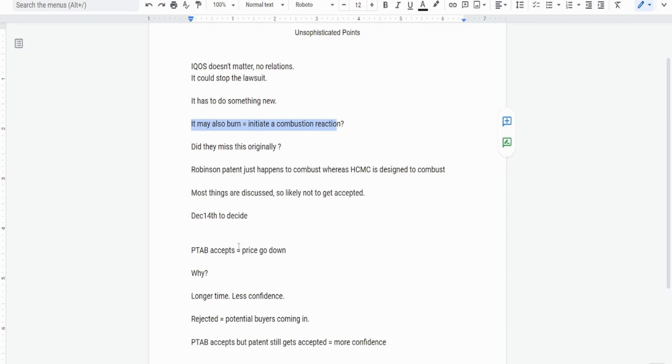So now, let's go back. The Robinson pattern just happens to combust. This is about why I think the pattern review won't happen. However, nothing is for sure. I'm not a financial advisor nor a patent attorney, so take what I say with a grain of salt.